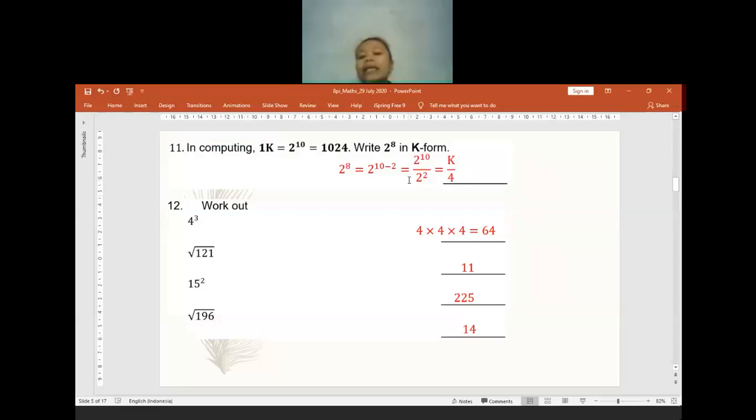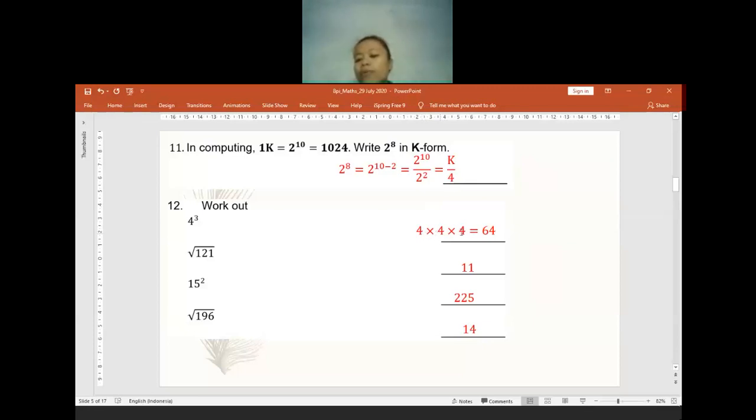When there is a division using indices, what we can do is subtract the powers. If later there is a multiplication, we can just directly add the powers. It only happens with indices, the numbers with powers. But if we have normal multiplication, 4 times 4 times 4, we cannot finish it by 4 plus 4 plus 4. It will be wrong. So we have to multiply them.